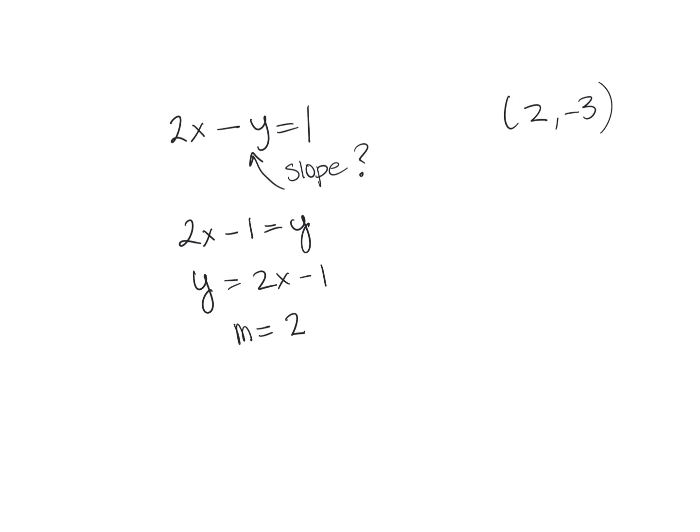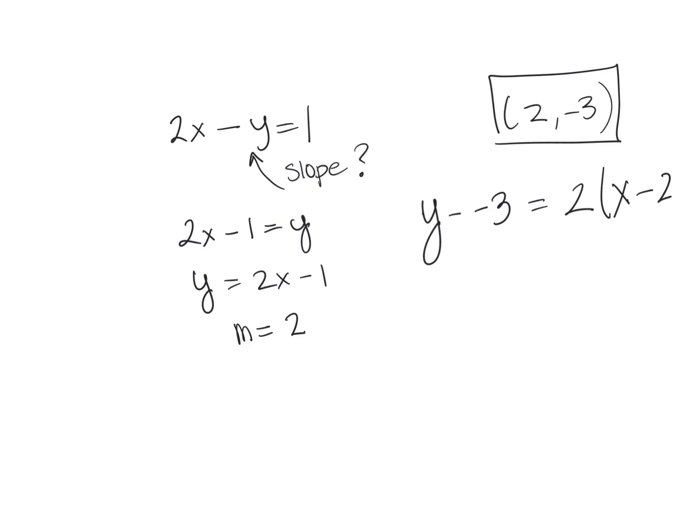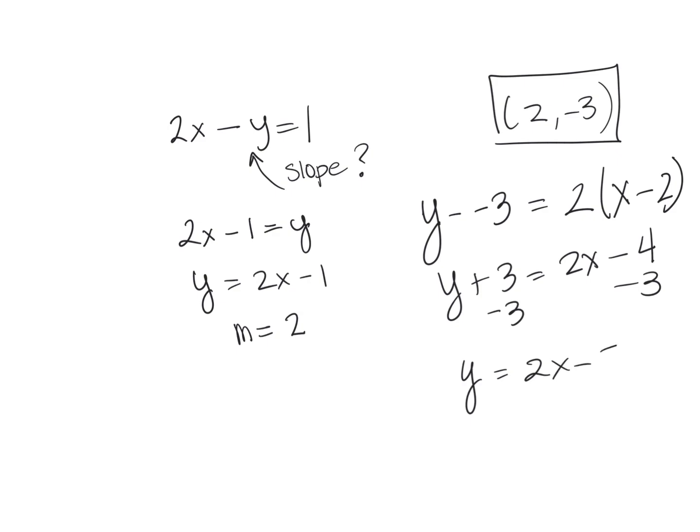The slope is 2. Since I'm looking for a parallel line, I need a slope of 2 that goes with this point. So I'm going to use my point-slope form. y minus my y point equals 2 times x minus my x point. Now, a lot of times that answer will work just fine. You don't even have to simplify it. But if you want to, you would distribute the 2, subtract the 3 from both sides, and you get y equals 2x minus 7.